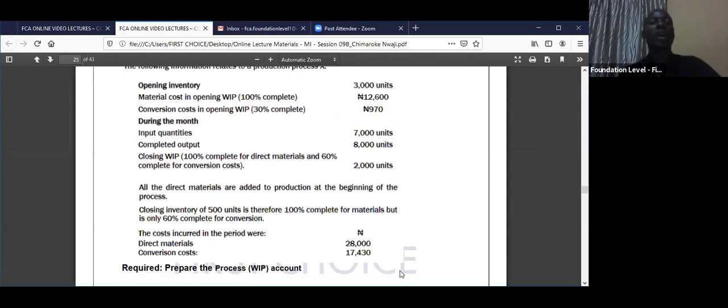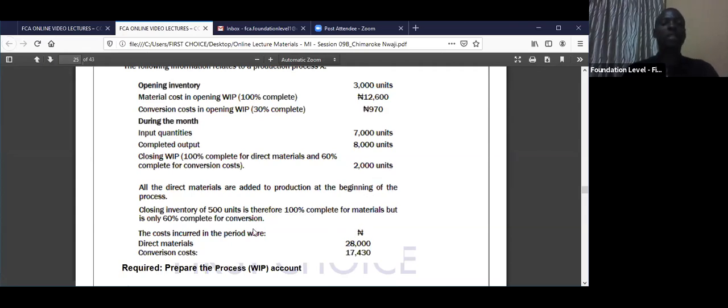Now, all the direct materials are added to the production at the beginning of the process, we were told. Closing inventory of 500 units is therefore 100% complete for materials, but only 60% complete for conversion. Is it 500 units that we are closing inventory? Closing inventory, I thought is 2,000 units.